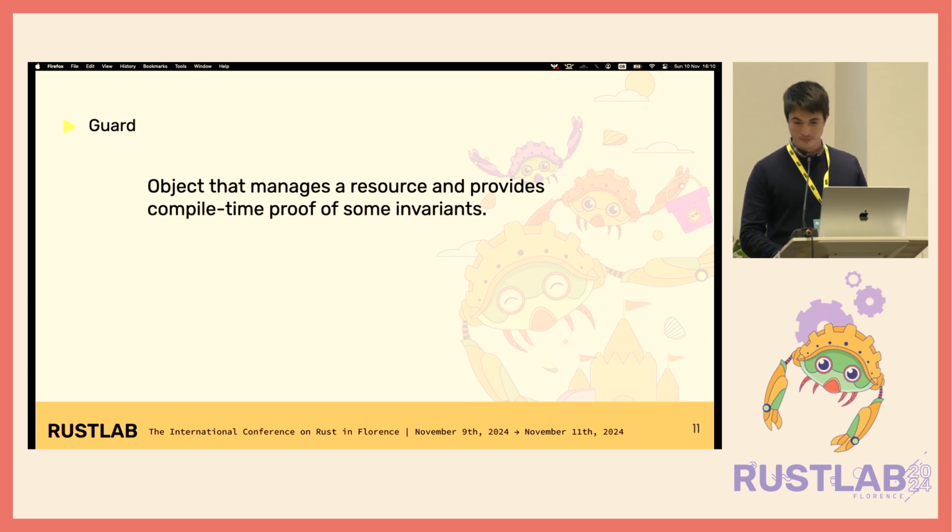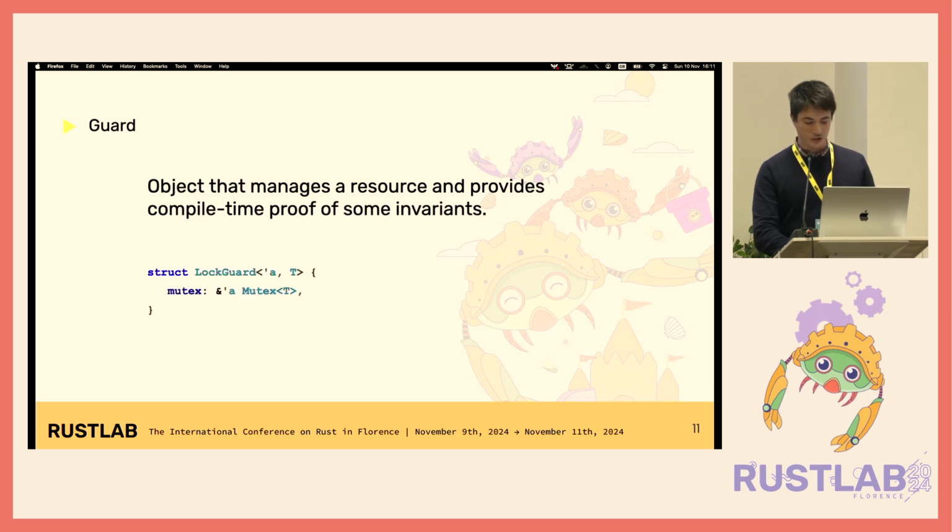A guard is a refinement of this property, an object that follows a specific kind of RAII. We have this object that manages some kind of resource, which could either be data or an abstract resource like a behavior or some property. And it also provides compile time proof of some invariants. For instance, we're going to see later.